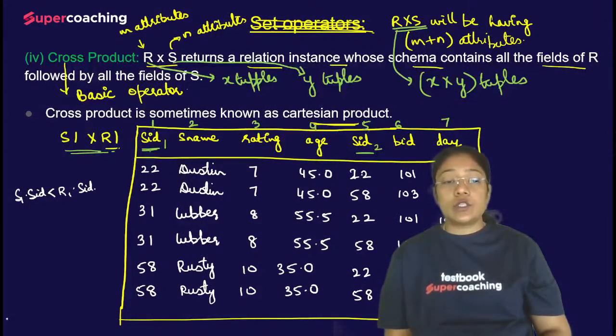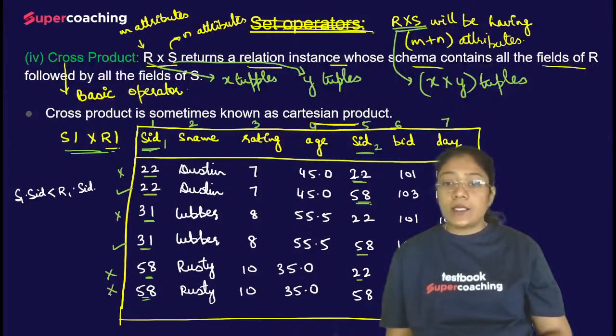यहाँ पे देखो कहाँ पे condition satisfy हो रही है. This is SID 1. Is it less than R1.SID? No. Is this SID less than R1.SID? Yes. Is this SID less? No. Is this SID less? Yes. Is this SID less? No. Is it less? No. So basically in the resultant relation, we will be getting two tuples, that is the second tuple and the fourth tuple. Correct?